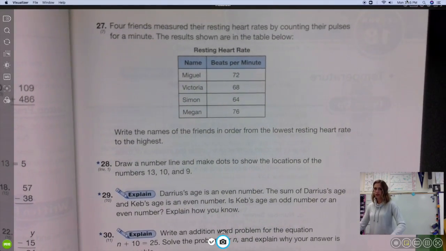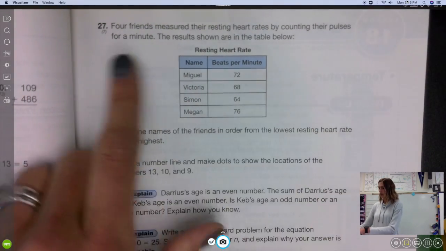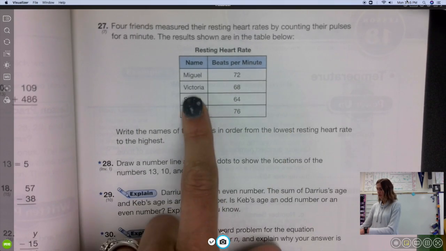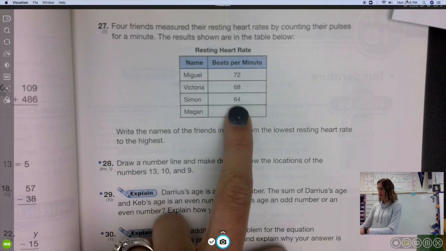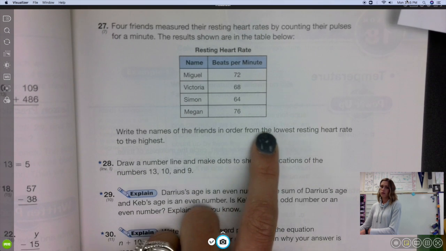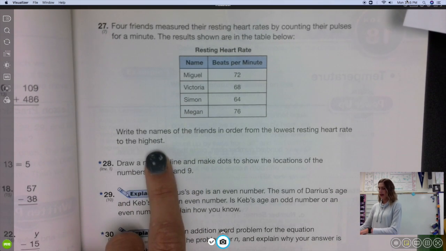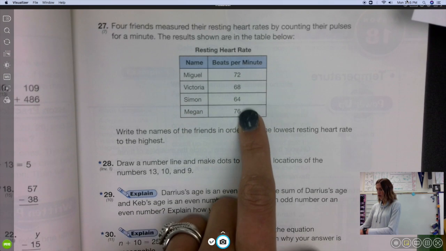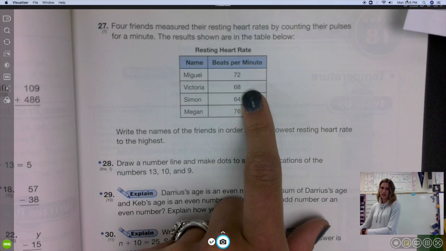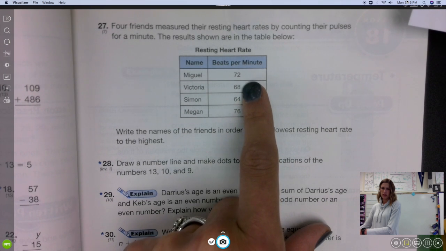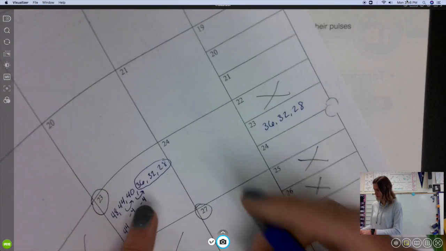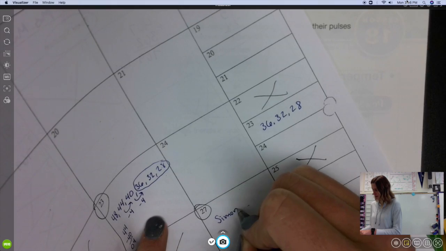27 says, 4 friends measured their resting heart rates by counting their pulses for a minute. The results are shown in this table. So, Miguel had 72 beats, Victoria had 68, Simon had 64, and Megan had 76. We're going to write the names of the friends in order from the lowest heart rate to the highest. So who had the lowest? Which number is the smallest? Numbers in the 70s, numbers in the 60s. 60s would be lower, so what's lower, 68 or 64? Well, 64. So we get Simon. So Simon would be first.